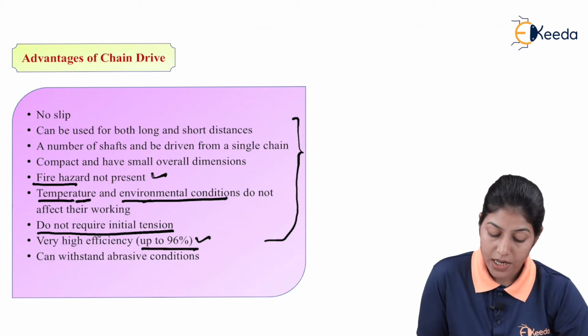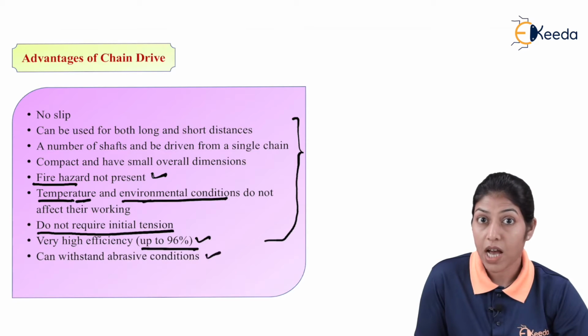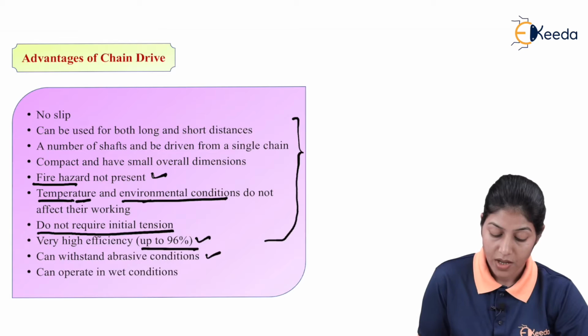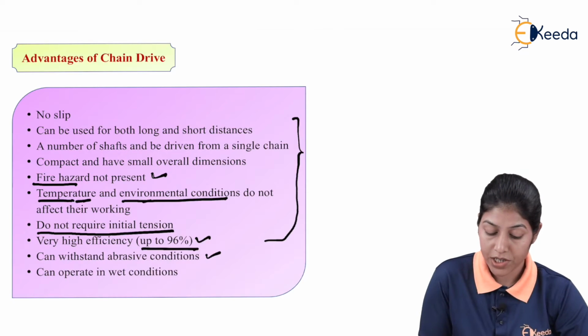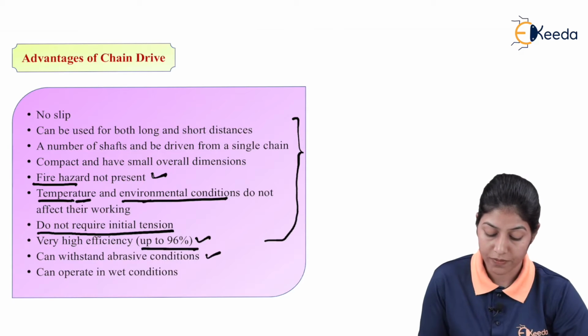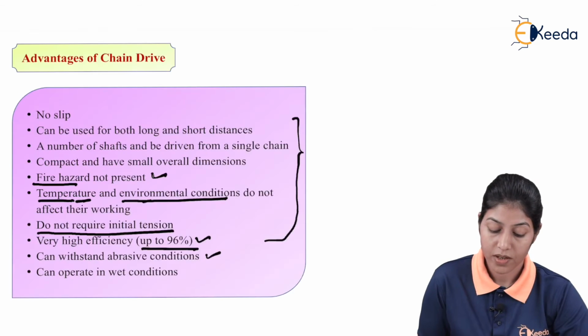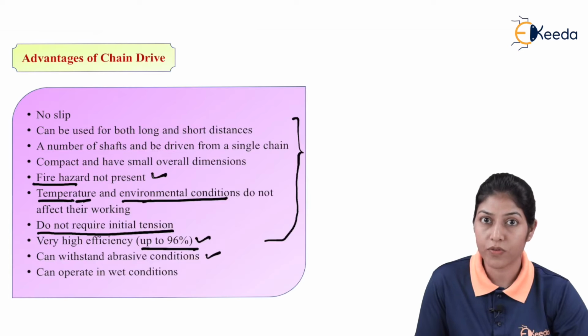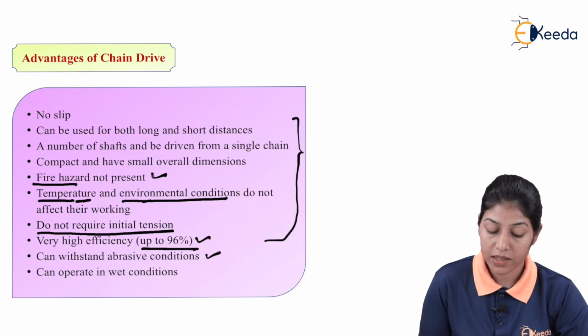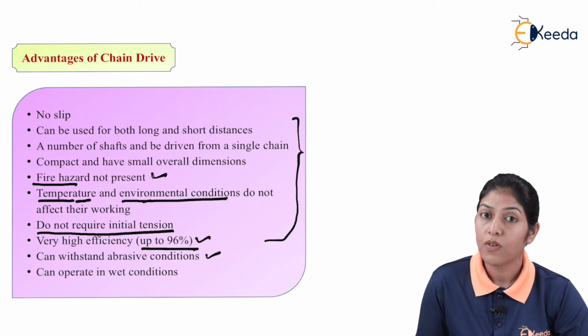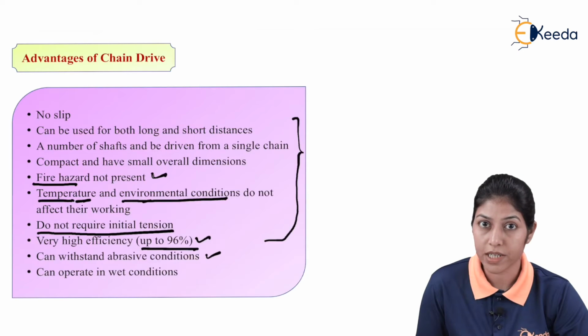And it can withstand abrasive conditions as well as a high amount of shock, and it can operate in wet condition. As I told you, environmental condition does not affect the working of the chain drive. So these are the advantages of the chain drive. That is why this chain drive we generally prefer for short and moderate distances.